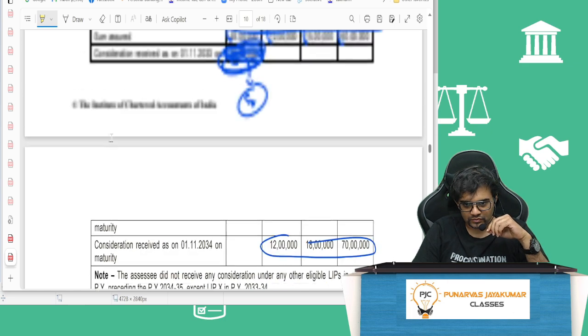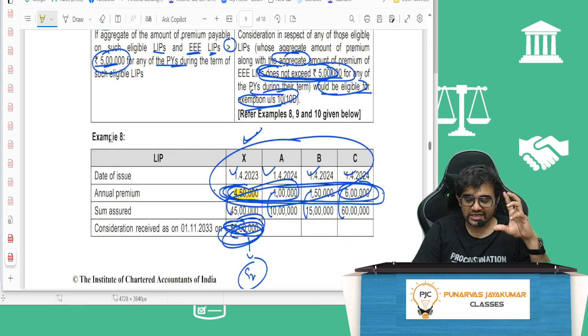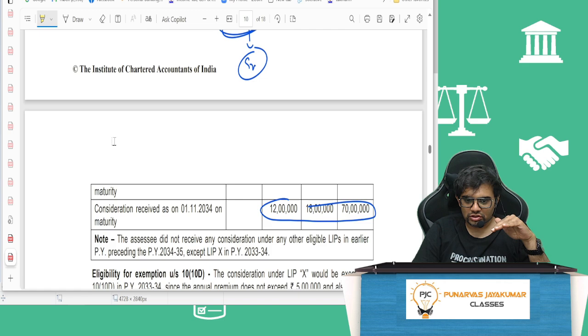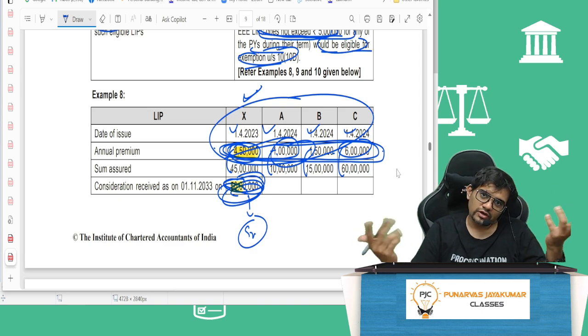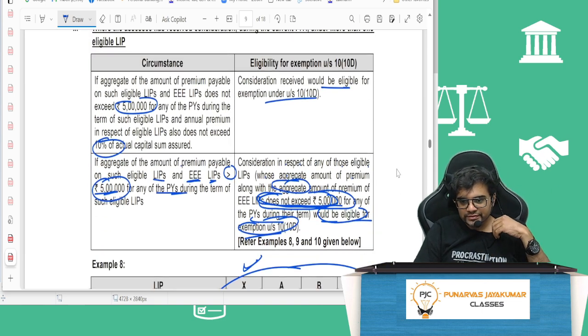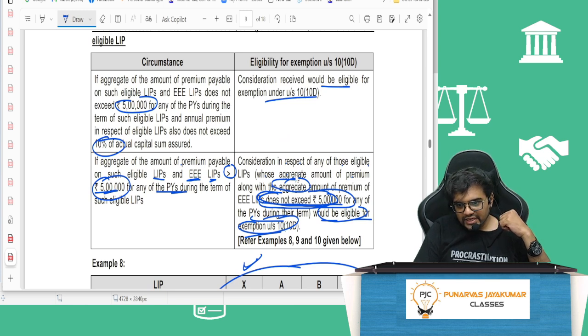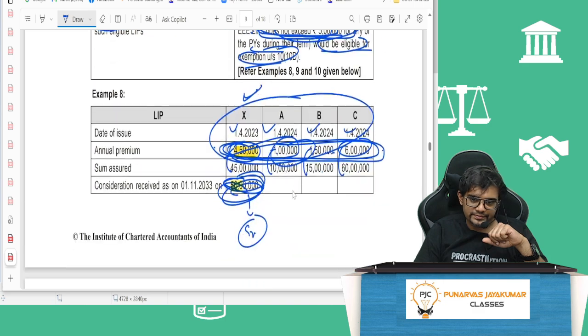Okay. So guys, slight difference here is in the year 34, you have to consider the earlier exempted ones. Which is the earlier exempted one? This one. So the premium that you paid on the earlier exempted one and the current one, if it's exceeding 5 lakh, then you will not get any exemption. That's what they say here. Whose aggregate amount of premium along with the aggregate amount of earlier exempted should not exceed 5 lakh rupees. Got it?